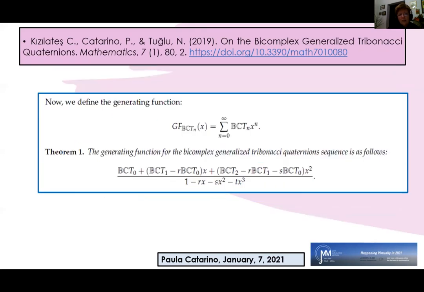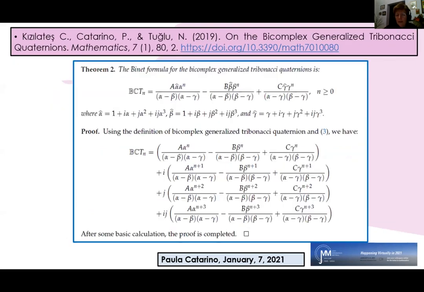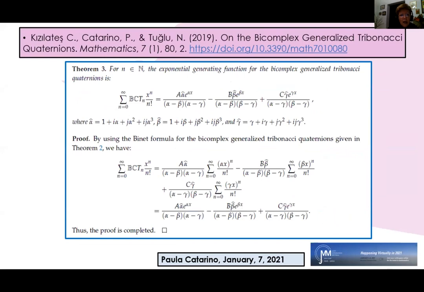The generating function for this kind of B-complex generalized Fibonacci quaternion sequence is given by this expression here. And the Binet formula of this kind of sequence is given by this expression here. We have a sketch of the proof of this result, the Binet formula. And we also have the exponential generating function of these B-complex generalized Fibonacci quaternions, given by this expression, and here we have the proof of this theorem.